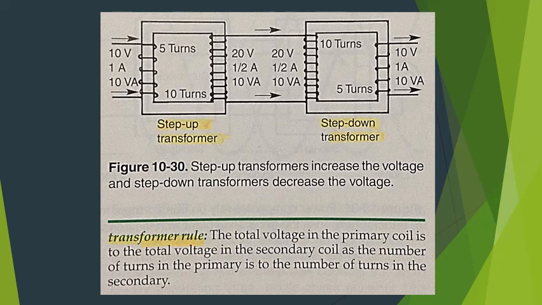A transformer that increases the primary voltage is called a step-up transformer. A transformer that decreases the primary voltage is called a step-down transformer. For this, see figure 10-30. Directions for selecting the proper transformer to match the electrical load are found at the end of the chapter.